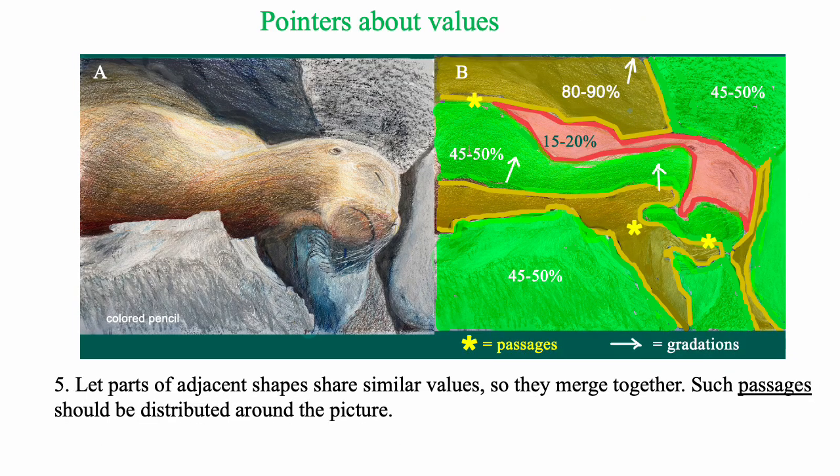In my last video, I talked about passages that connect similar values and colors in two adjacent areas. And I've marked these passages with asterisks. So we can see that there's a passage here between the back of the animal and the rocks. And there's a larger passage here between his neck and the rocks, and then another passage here between his snout and the rocks. And you want these passages to be distributed around the picture.